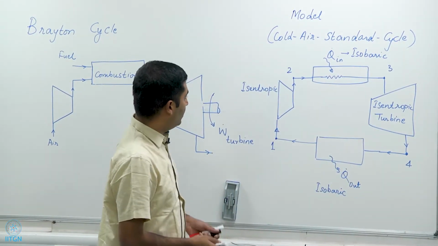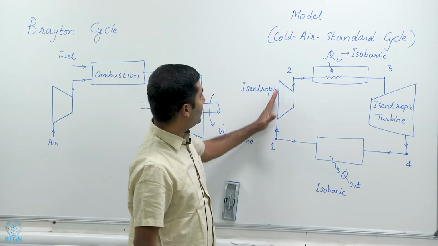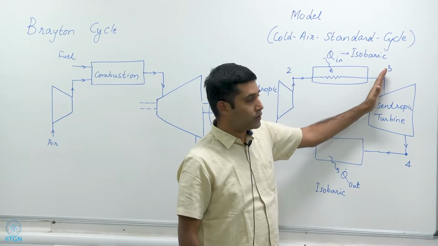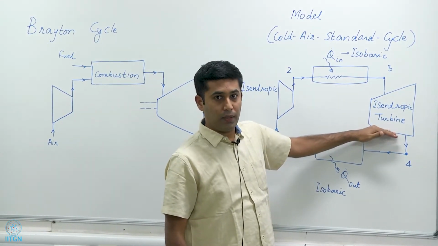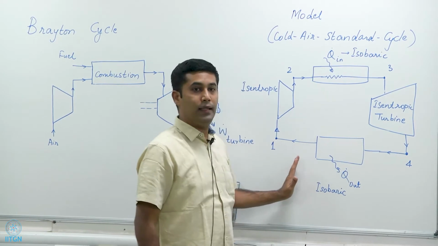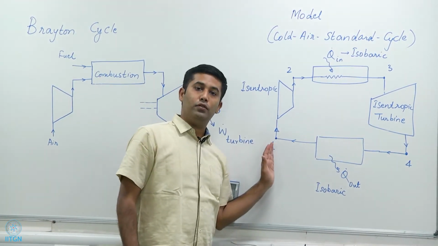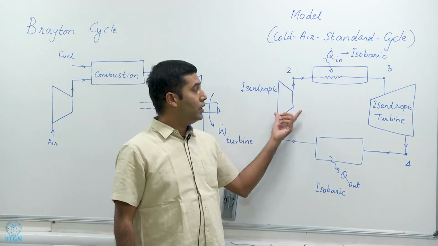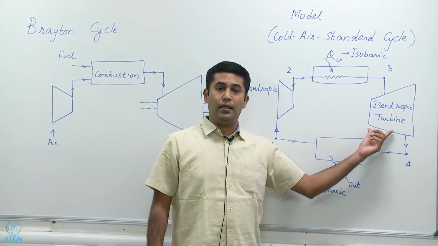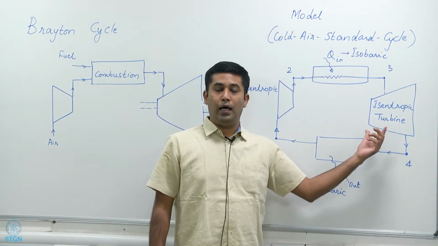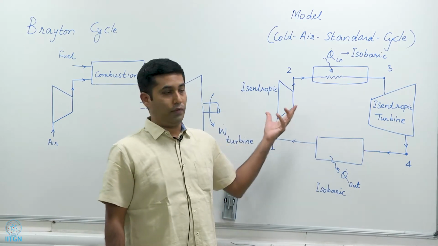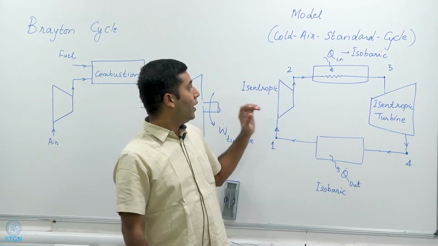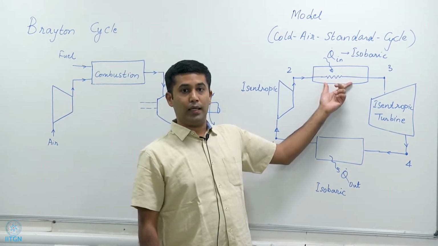To summarize, the process consists of an isentropic compression process followed by an isobaric heat addition process, followed by an isentropic expansion in a turbine, followed by an isobaric heat rejection process that returns it back to its original state. Notice that we assume that the compressor is isentropic, the turbine is isentropic as well. In reality, it is likely to have a lot of internal irreversibilities. However, for this particular example, we are going to assume that this is isentropic, and we are also assuming that this is an isobaric heat addition process.